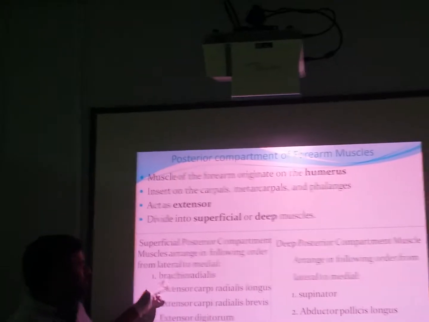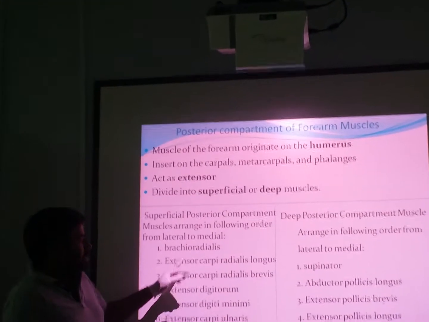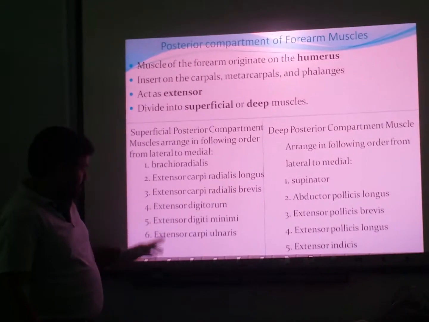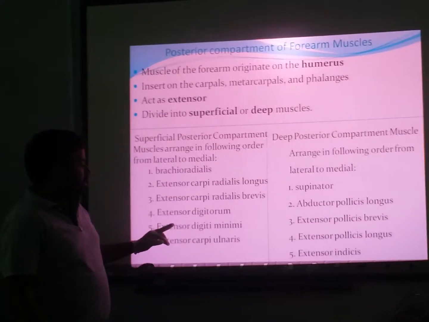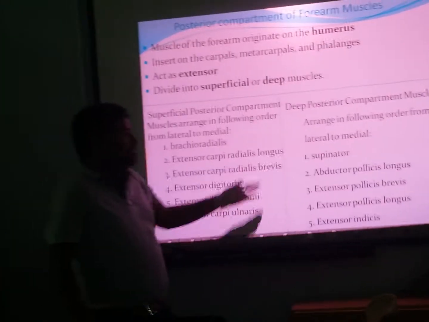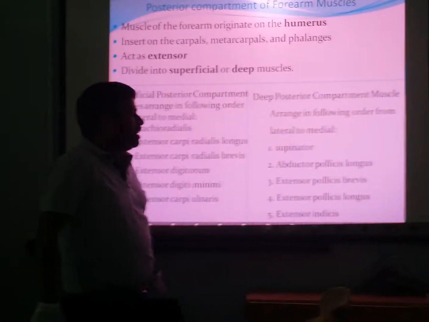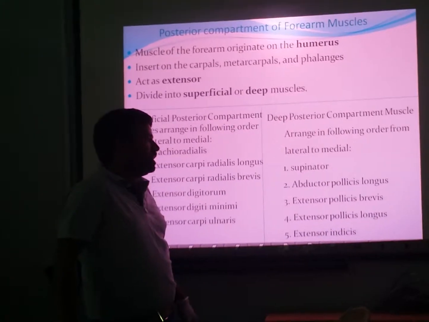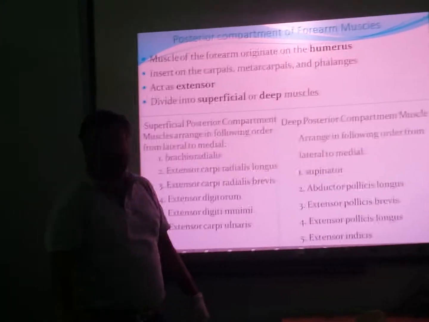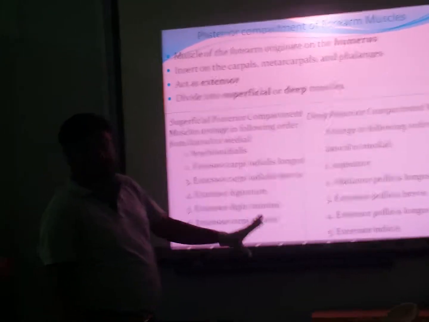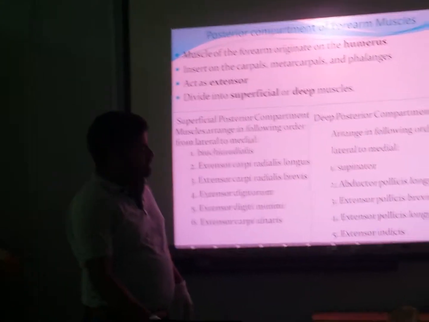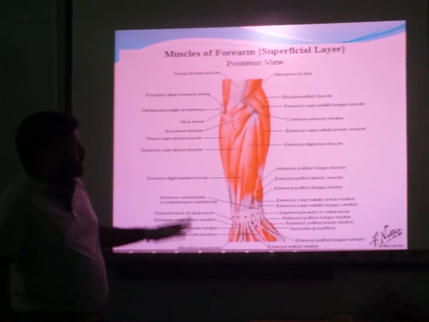What are they? I repeat: brachioradialis, extensor carpi radialis longus, extensor carpi radialis brevis, extensor digitorum, extensor digiti minimi, and extensor carpi ulnaris. The deep muscles are supinator, abductor pollicis longus, extensor pollicis longus and brevis, and the extensor indicis. So these are the deep muscles. About 6 plus 5, 11 muscles. In the previous picture, you can see the structures here.